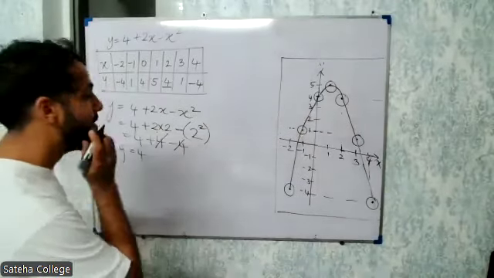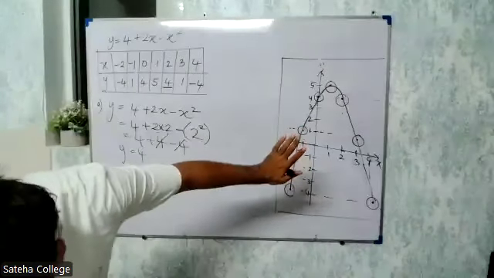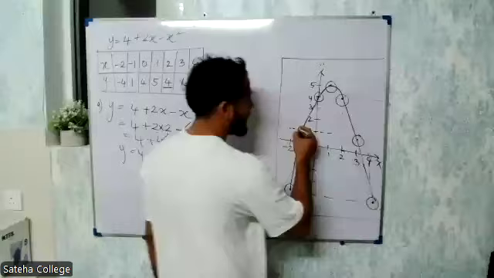Now again, the graph is decreasing, and in the range, what is the range? Y is greater than 1.